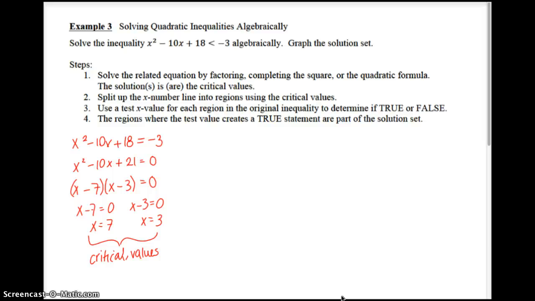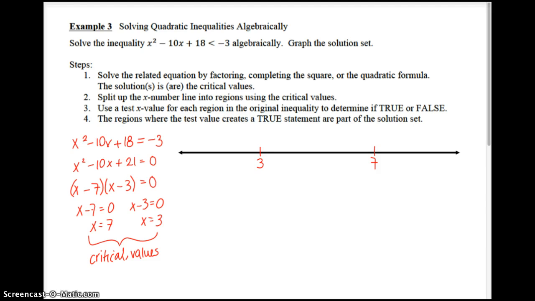The next thing that we're going to do is split up the number line into 3 different regions, and the critical values are going to help us divide up the number line. Okay, so you can see the number line that I've drawn, and we have it divided into basically 3 sections or 3 regions. And the critical values define the 3 regions. So what we're going to do next is pick some test values. And we're going to use a test value in each of the 3 regions.